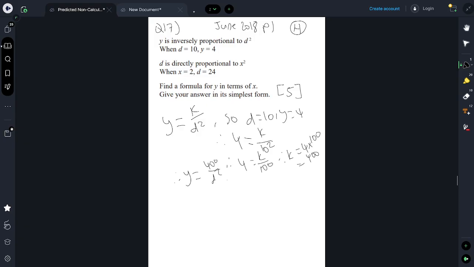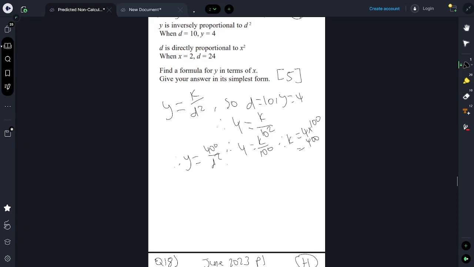Okay, now we deal with the next bit. So d is directly proportional to x squared. So like I said, direct proportion just means it's a constant m times x squared. Okay, so the m's the constant here. So x squared here, so direct proportion. So we times it by a constant. So we have a multiple here.